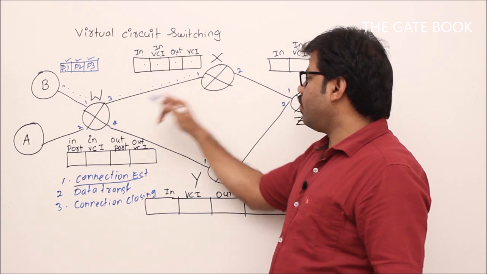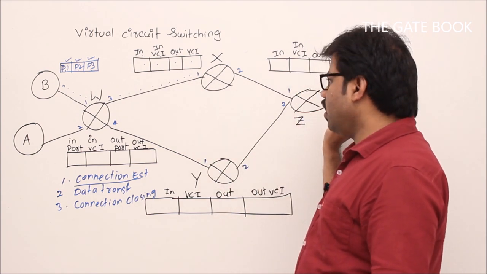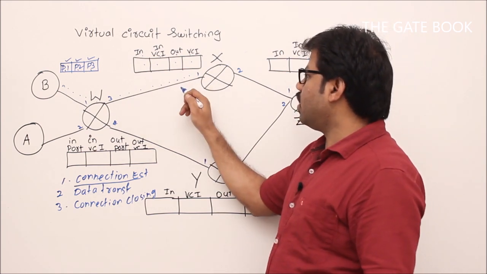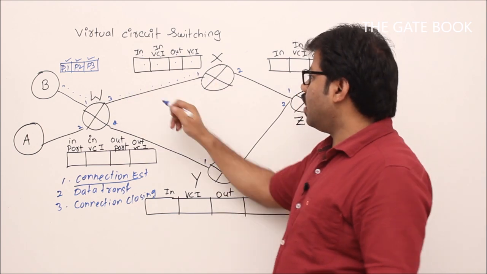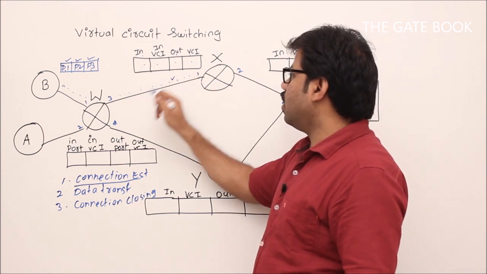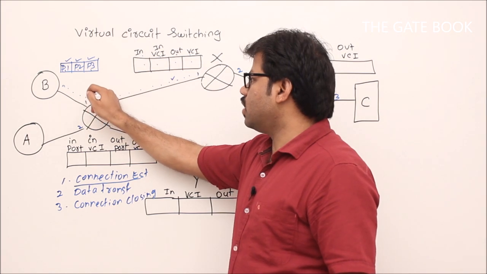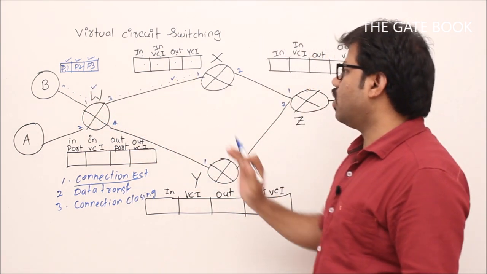W says to X, "My dear X, we have to send data to C, but do you have any bandwidth for that? If you have, then I will send." Let's say X says yes. Now W also says yes. This is just one of the possible ideas.